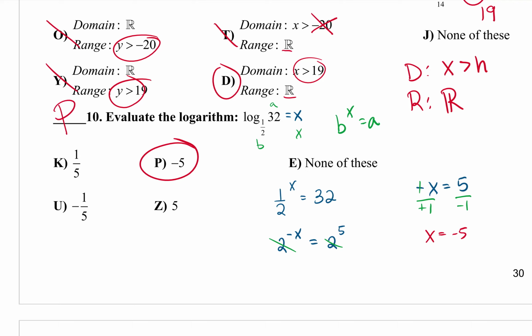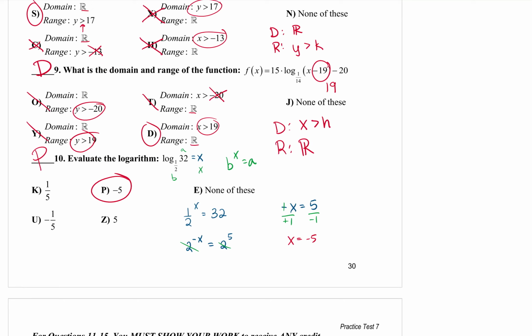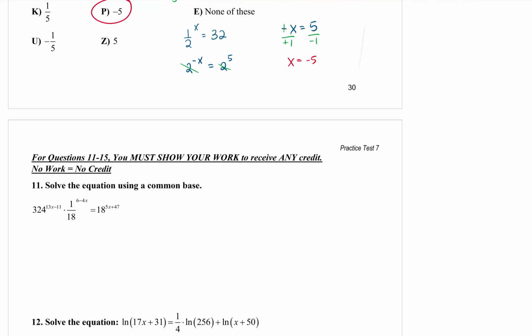So look at that. In less than 8 minutes, I have done 10 questions with explaining and showing my work. Because if you know what you're doing, these questions, at least the first 10, do not take a very long time to do. The multiple choice are always meant to be done a lot faster than the last 5, which is why you must show your work to receive credit.